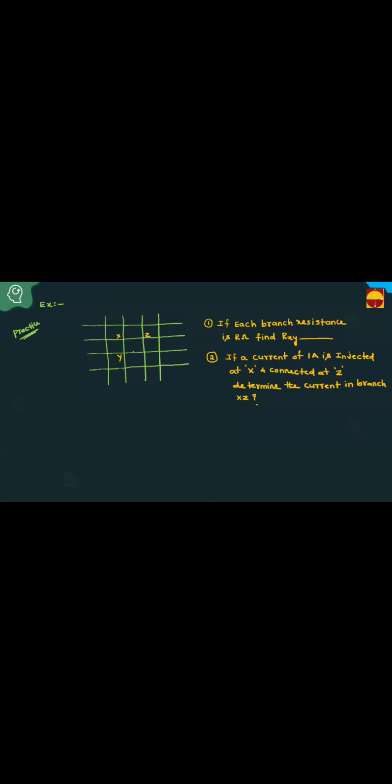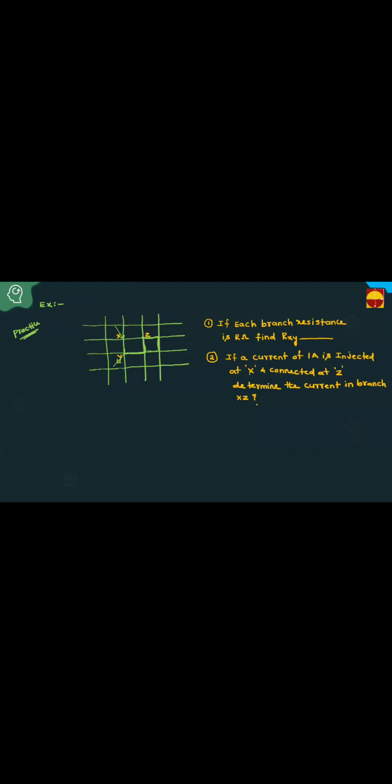Take each one as one resistance. If each branch resistance is R ohms, this is R ohms, this is R ohms, this is also R ohms, this is also R ohms. Each branch is R ohms. Find RXY. RXY means one is entering, another one is leaving. You take entering and leaving.